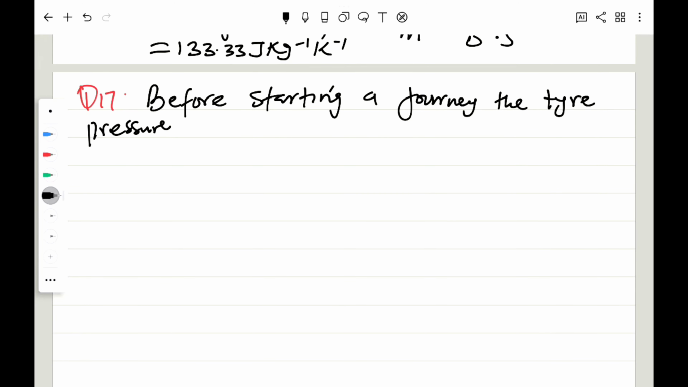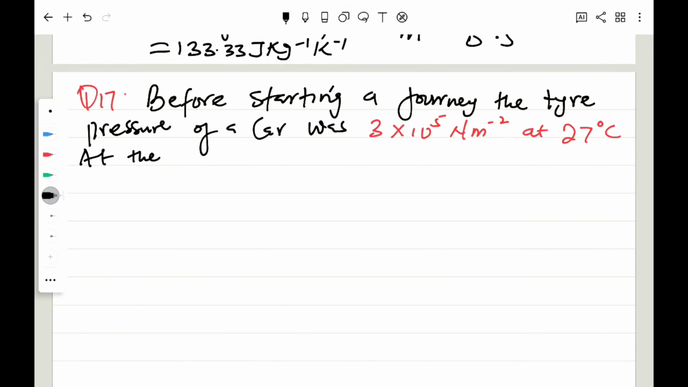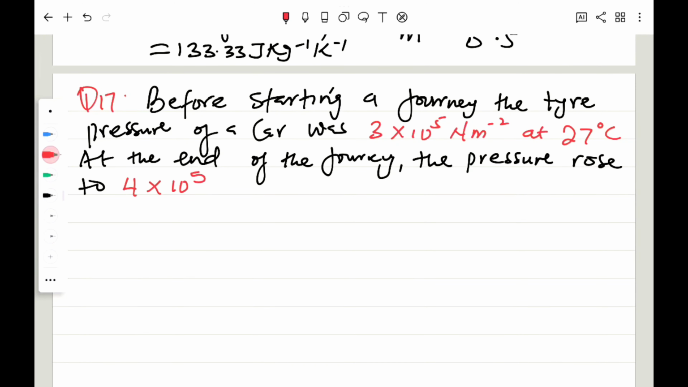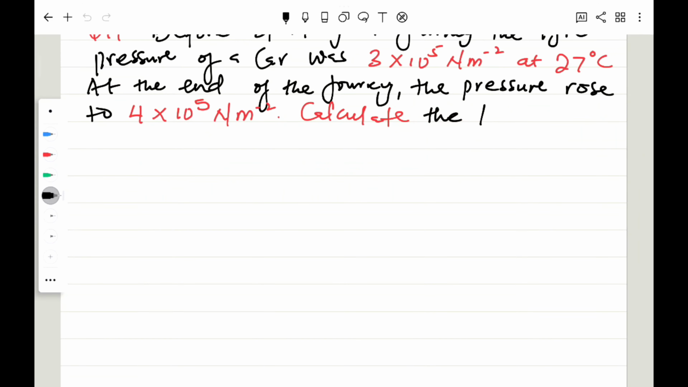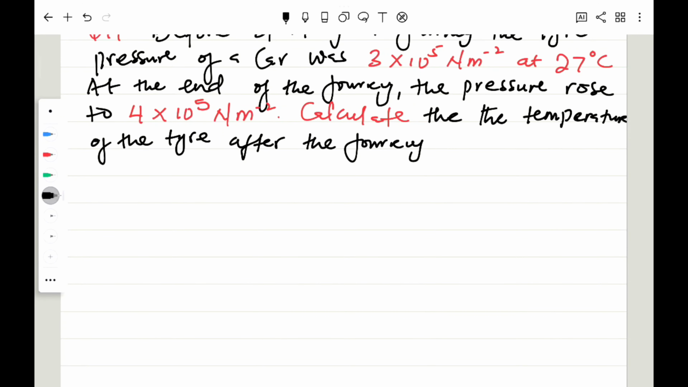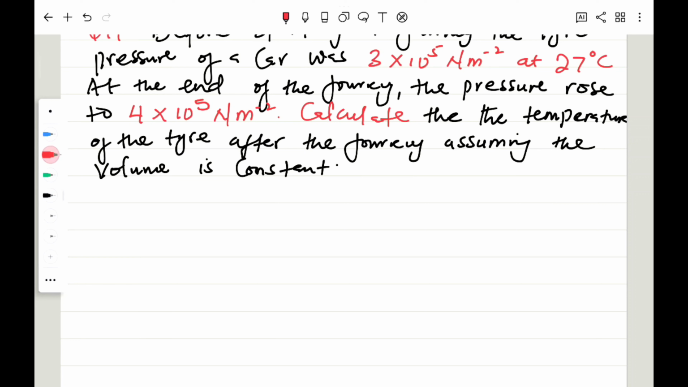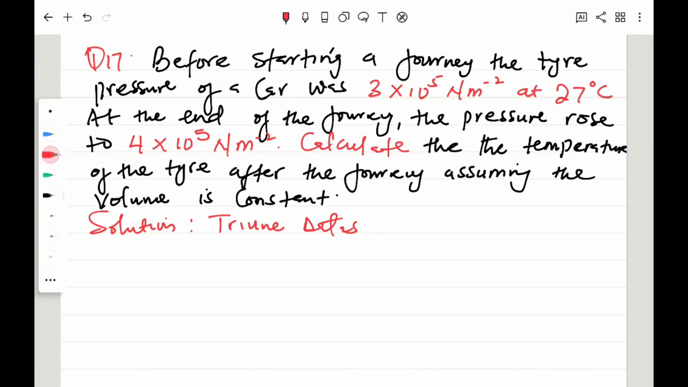Next question. Before starting a journey, the tire pressure of a car was 3 times 10 raised to 5 Newton per meter squared at 27 degrees Celsius. At the end of the journey, the pressure rose to 4 times 10 raised to 5 Newton per meter squared. Calculate the temperature of the tire after the journey, assuming the volume is constant. So, our given data: the initial pressure, P1, is 3 times 10 raised to 5 Newton per meter squared.